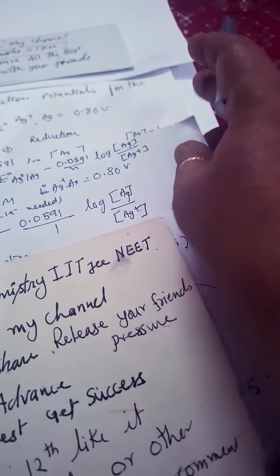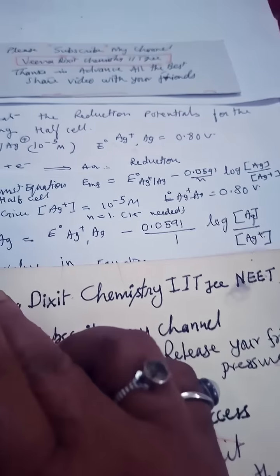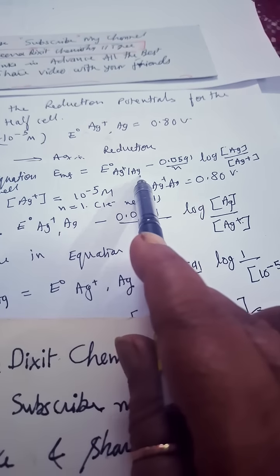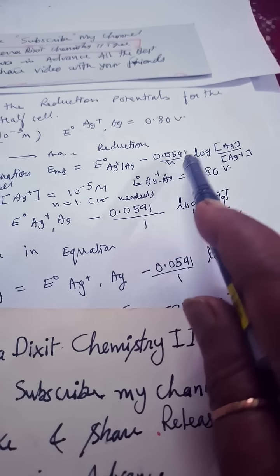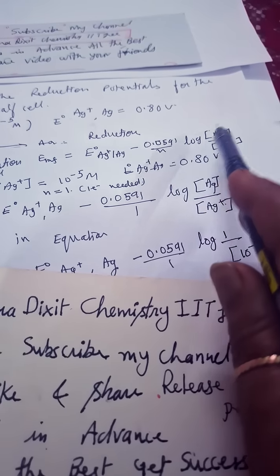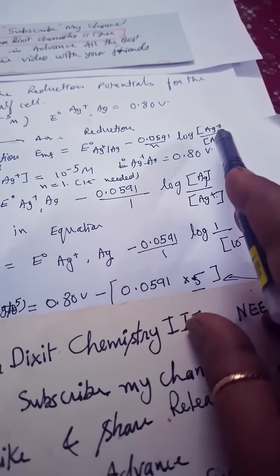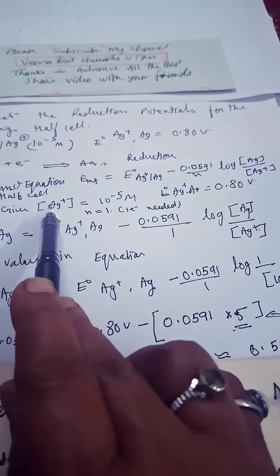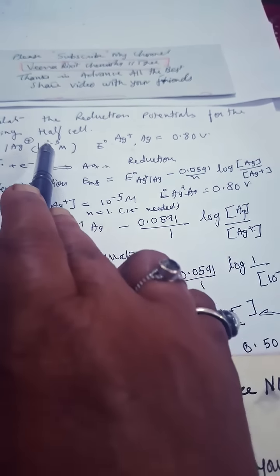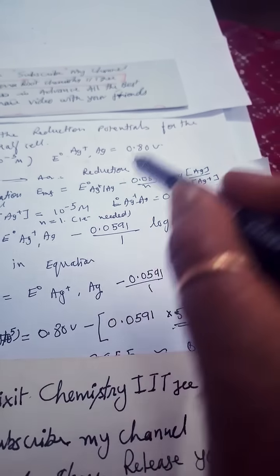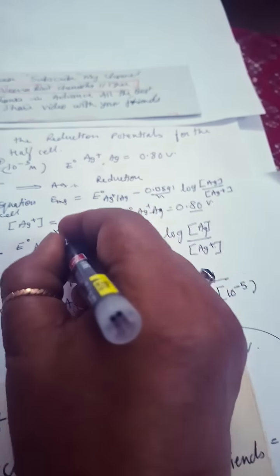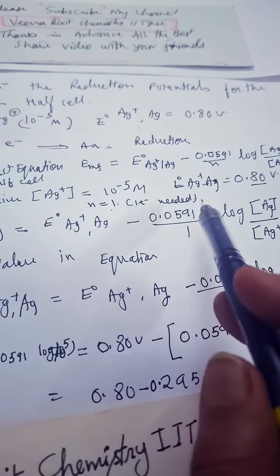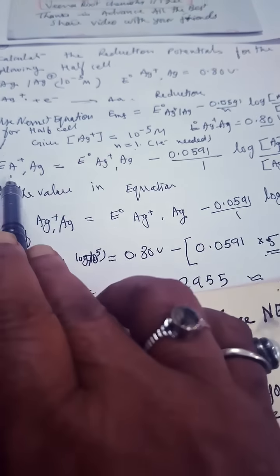Now here we will go for the Nernst equation. Use the Nernst equation to get the half cell reaction. EMF is equal to E° Ag⁺/Ag minus 0.0591 by n log of the molar concentration of silver ion. The molar concentration is given as 10⁻⁵, and E° Ag⁺/Ag is also given, so write that. Here n is not given, but we know that 1 electron is taking part, so n is equal to 1. Now put all these values in the equation.